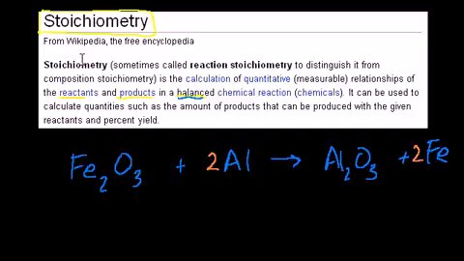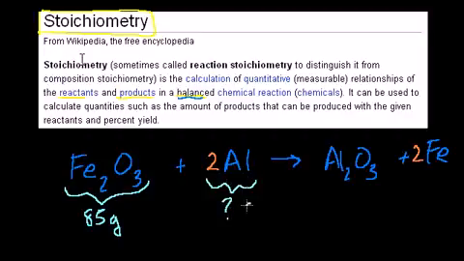So let's say that we were given 85 grams of the iron 3 oxide. So my question to you is, how many grams of aluminum do we need? Well, you look at the equation, you immediately see the mole ratio. For every mole of iron 3 oxide, for every 1 of that, we need 2 aluminums.